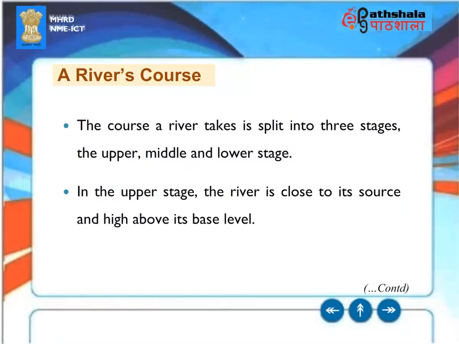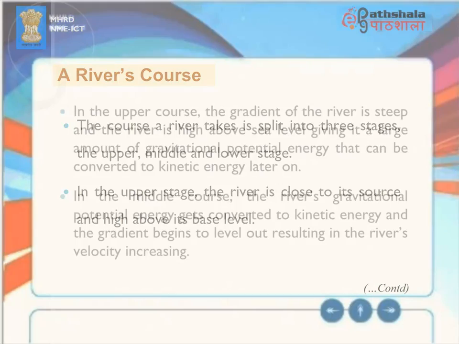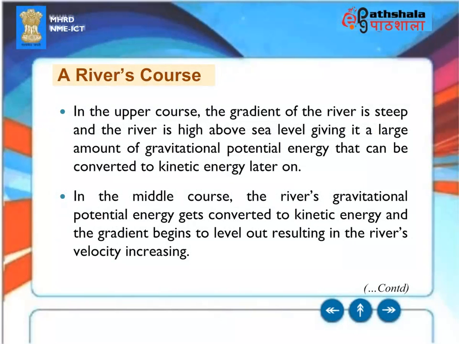A river's course. The course a river takes is split into 3 stages: the upper, middle, and lower stage. In the upper stage, the river is close to its source and high above its base level. In the upper course, the gradient of the river is steep and the river is high above sea level, giving it a large amount of gravitational potential energy that can be converted to kinetic energy later on.